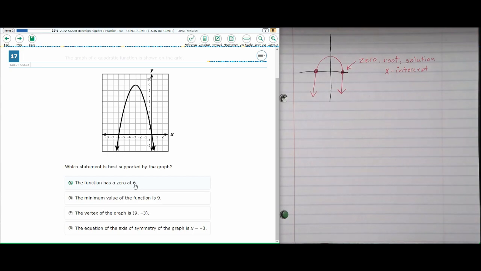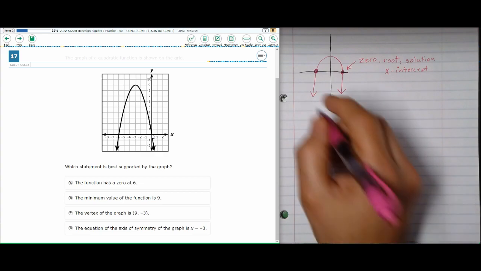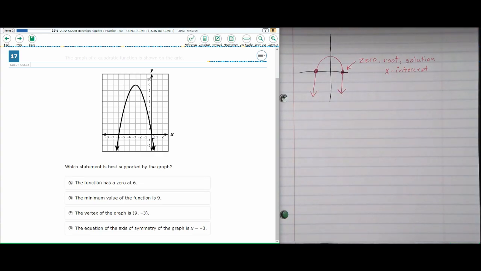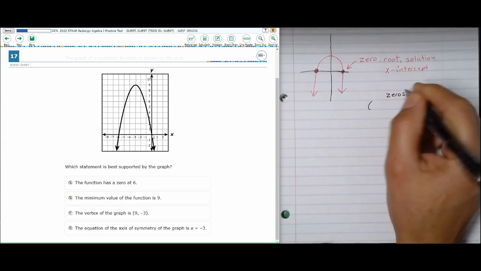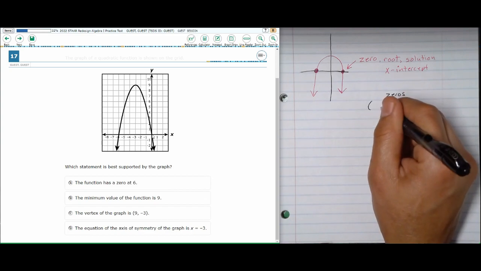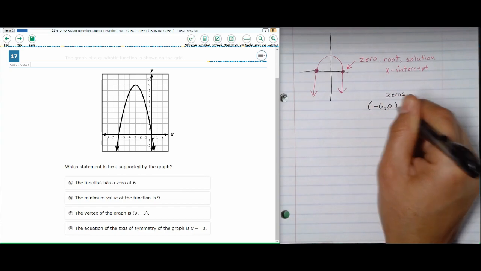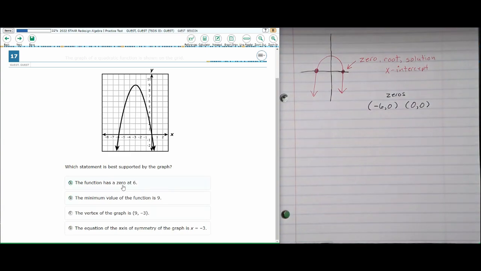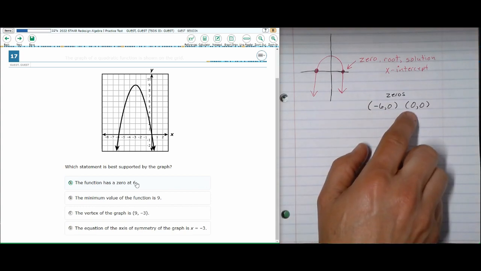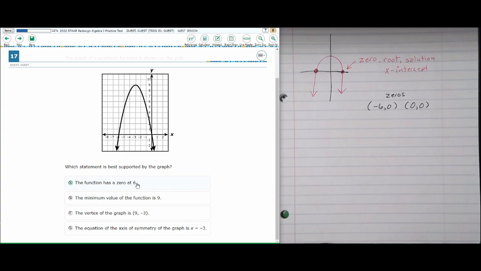And if you notice on this one, we have a 0 at negative 6, and we have a 0 at the origin. So in other words, there is currently one on the graph that we have. Our zeros are going to be at (-6, 0) and (0, 0). So on this one where it says the function has a 0 at 6, well, no it doesn't, right? It's negative 6 that has a 0, and 0 has a 0, but it does not have one at positive 6. So we can strike that out.